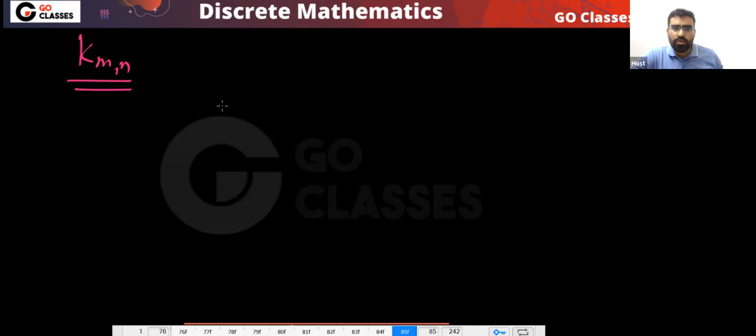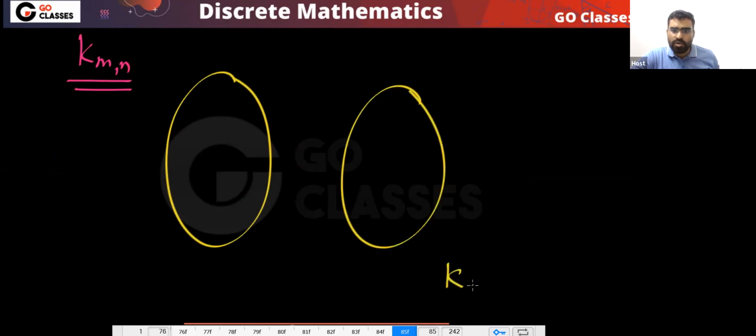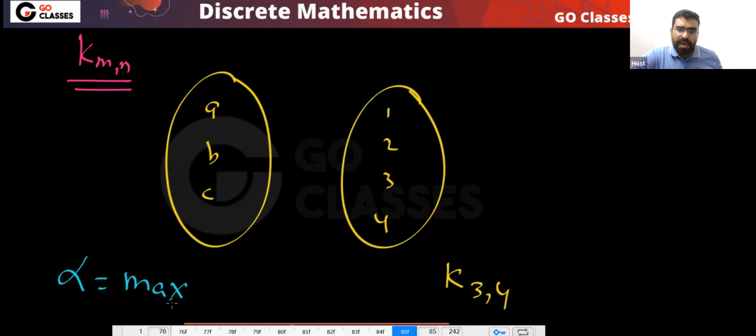In this, very simple. See, this is your complete bipartite graph. For example, this is your K34, like A, B, C, and 1, 2, 3, 4. So what is the independent set? This will be an independent set because they are non-adjacent. This also will be an independent set. The largest independent set that you can create will be max of m comma n, because this is the largest you can create.